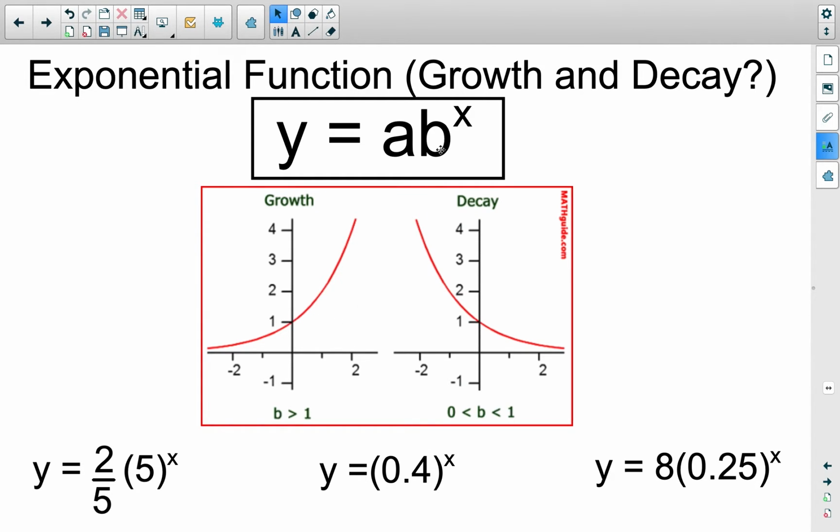If your base, your rate of growth or decay, is in between 0 and 1, so for example 1/2, then it's going to decline over time, so we call that decay.